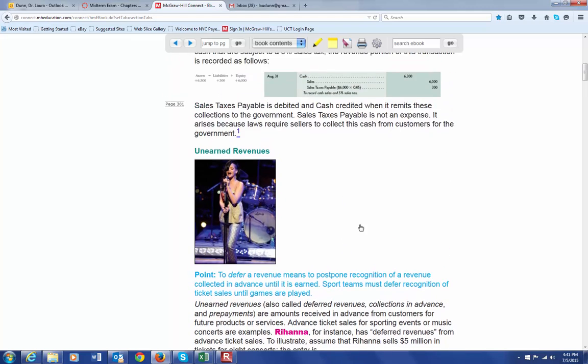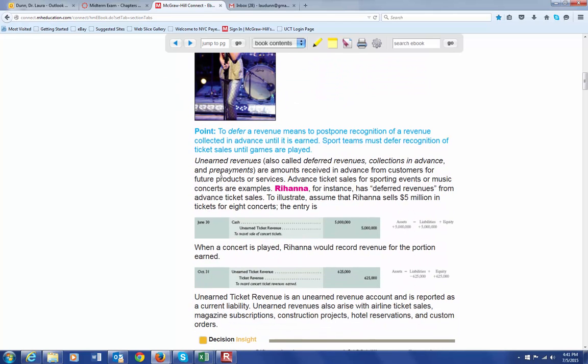All right, another example of a current liability is unearned revenues. Unearned revenues are amounts received in advance from customers for future products or services. An example is advance ticket sales. They give an example here of deferred revenues from ticket sales of $5 million in tickets for 8 concerts.